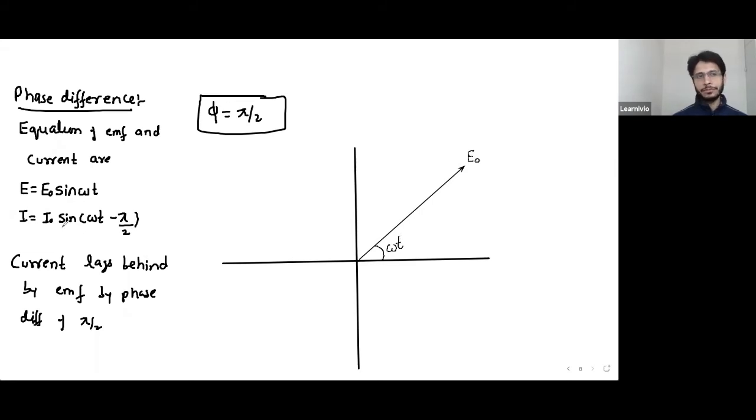Next, you have the equation of current. The peak value is I naught, but the inclination is omega t minus pi by 2. Minus pi by 2 means it will go in the fourth quadrant. Current will lag behind the EMF, so it will go in the fourth quadrant, that's I naught. This phase difference is pi by 2. Is it clear? So this is the phasor diagram. From this phasor diagram, it's very clear that current lags behind EMF by a phase difference of pi by 2.